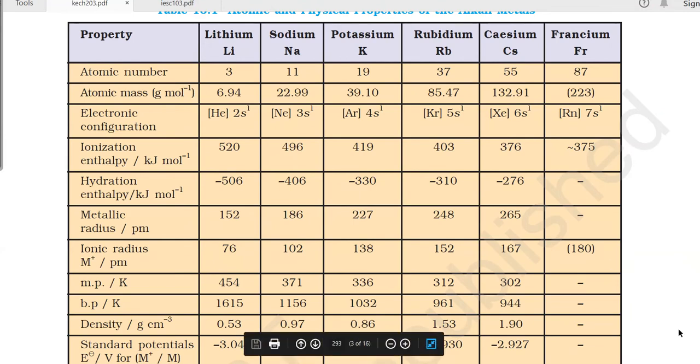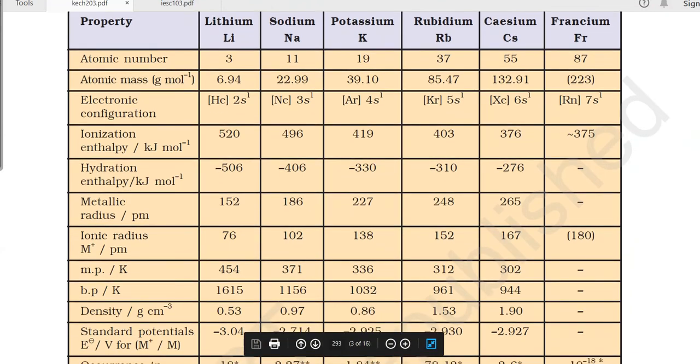Let's discuss some of the terminologies related with the.